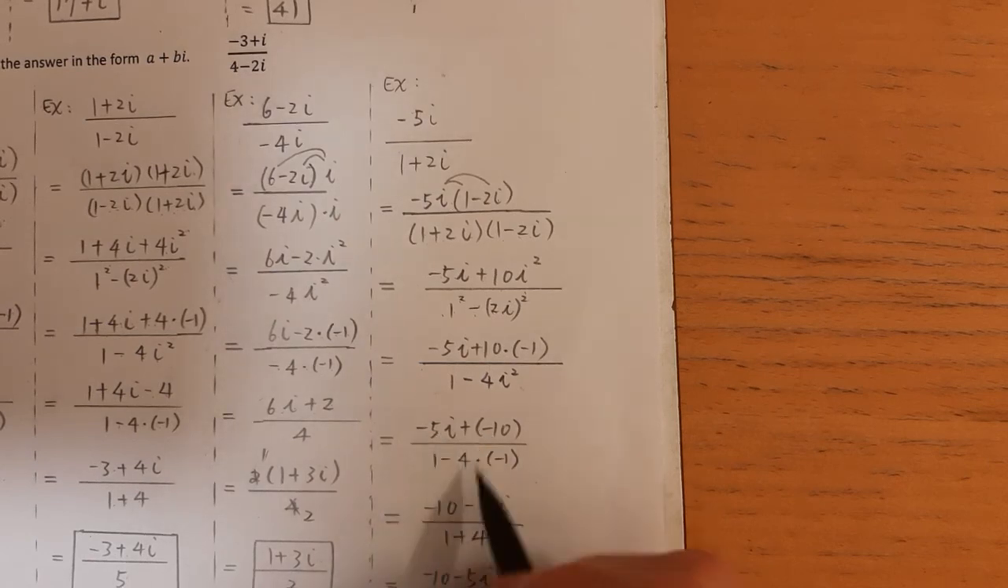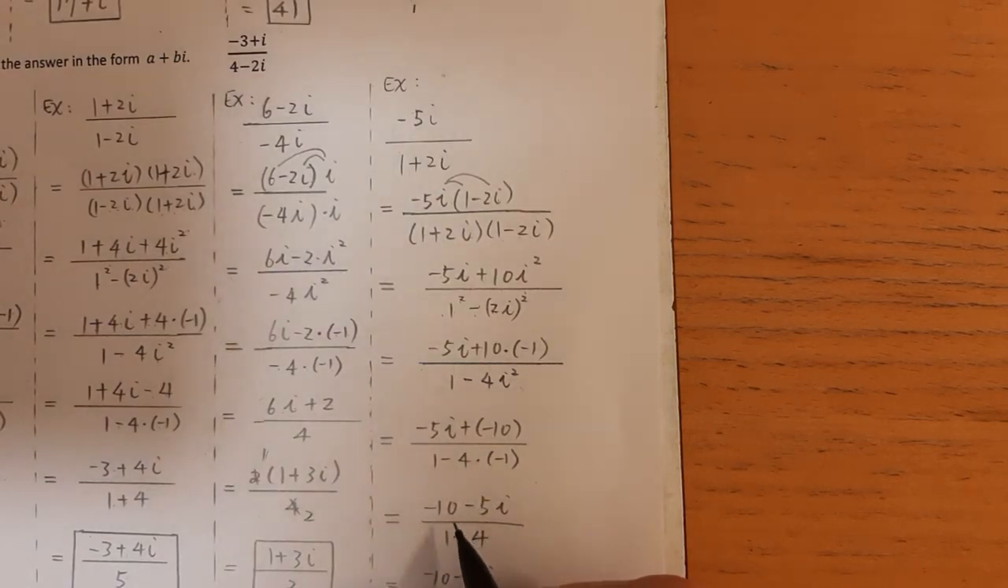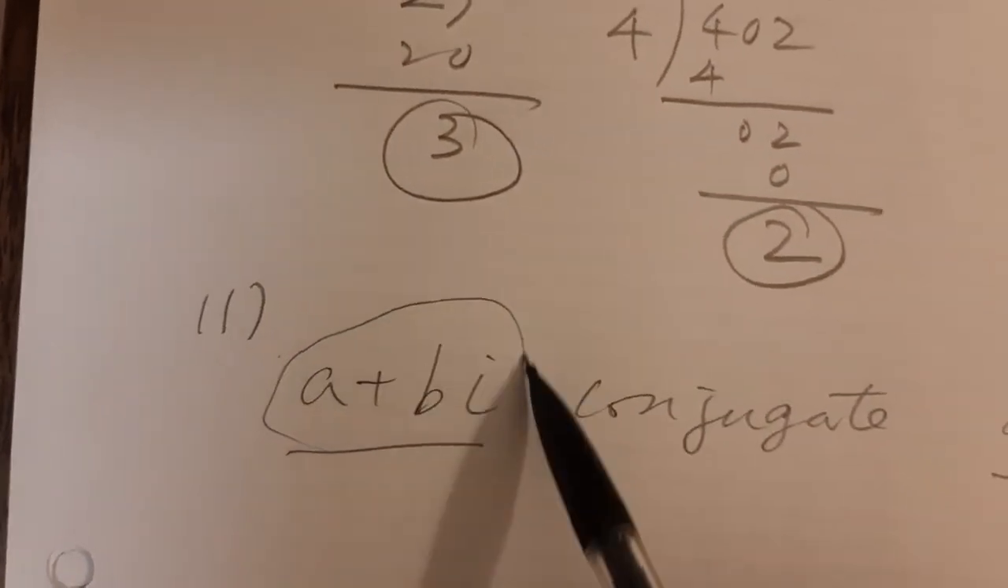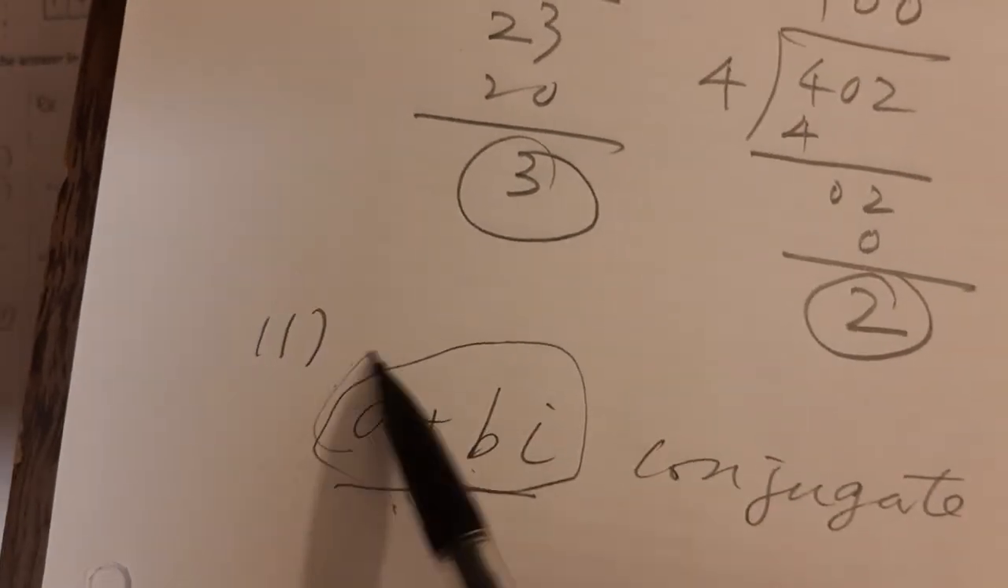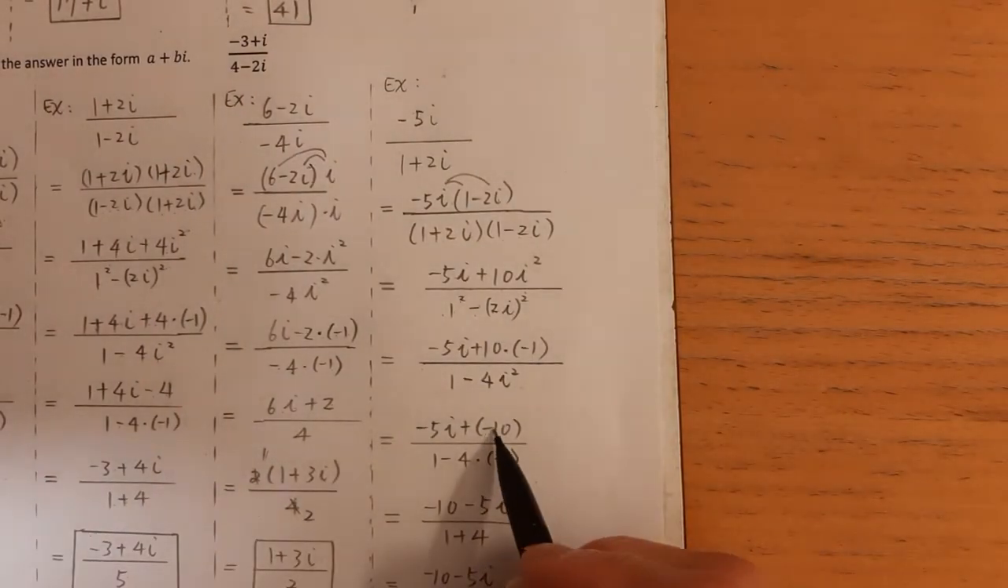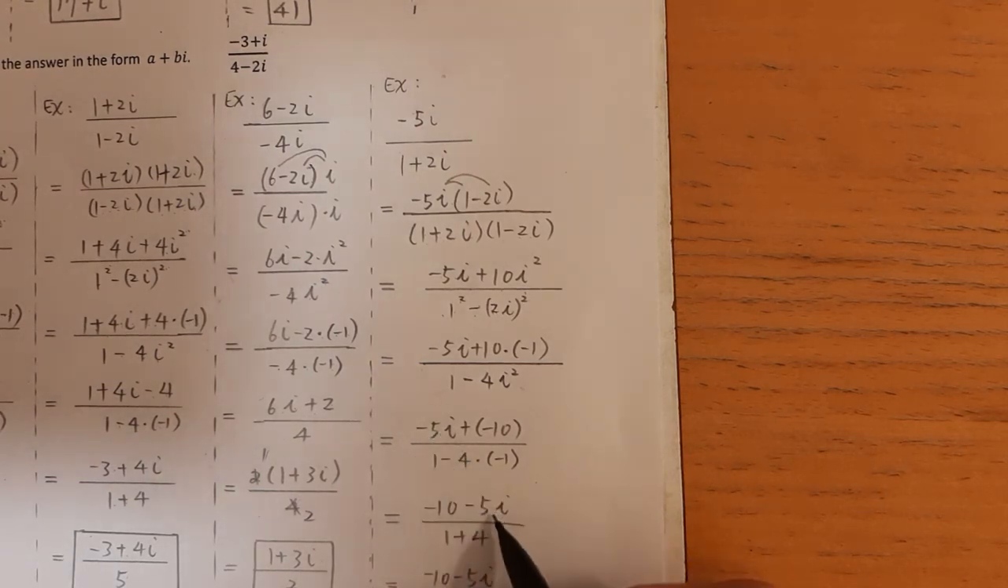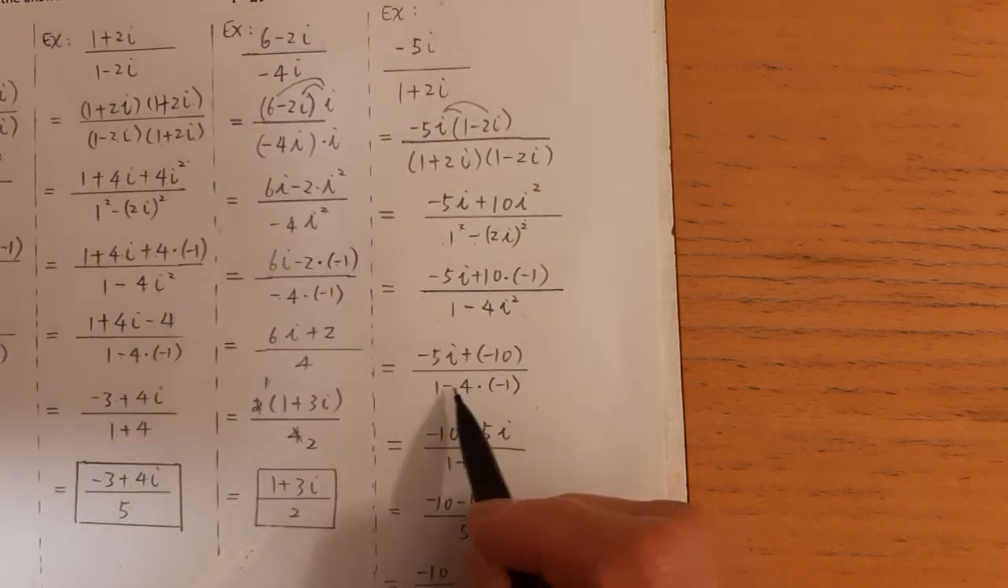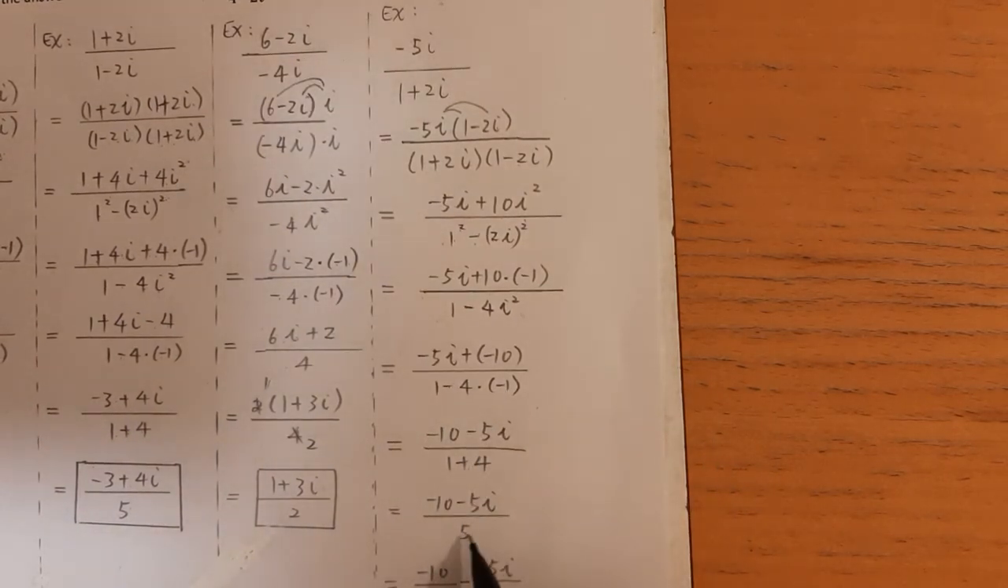Then put it in the standard form of the complex number, a plus bi, where the real number is put first and the imaginary part second. So the real part, negative 10, goes first, and the imaginary part, minus 5i, goes second. In the denominator, negative times negative becomes plus 4, so the denominator is 5. Then divide: negative 10 over 5 and minus 5i over 5. Cancel the 5 to get negative 2 minus i.